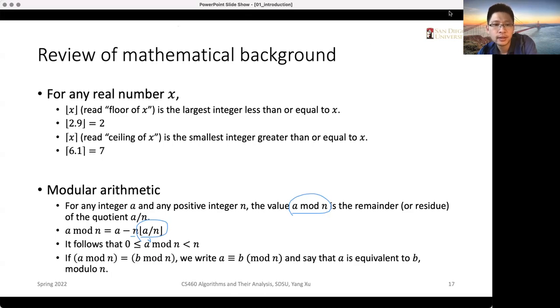And there's a concept called modular equal, as the equation here indicates. If a mod n equals b mod n, we will use three bars, a equals b, with mod n within the parentheses to indicate that a and b are equal modulo n. This is just a fancy concept, but the nature behind it is just modular computation.